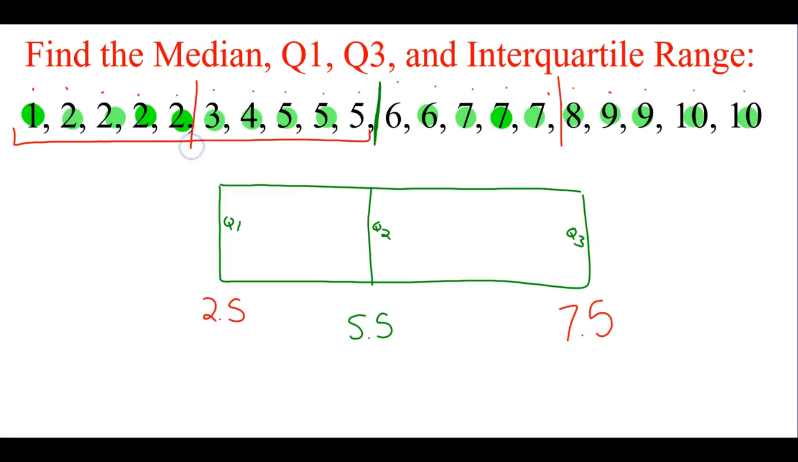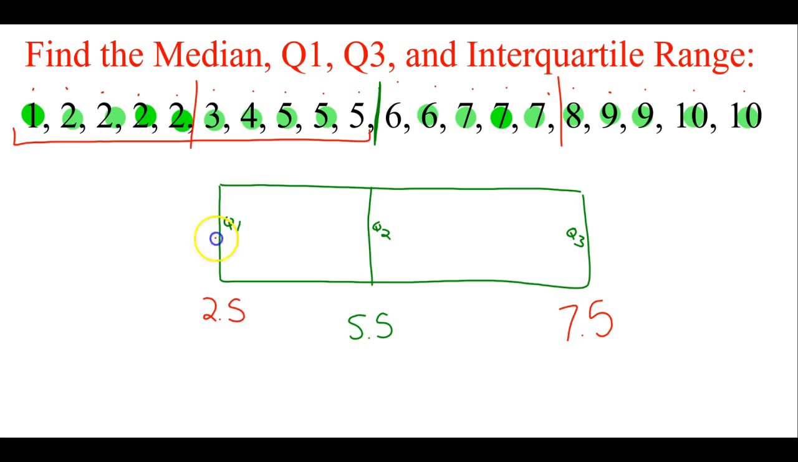So basically the ends of the boxes are the medians of the halves. Yeah, so the middle is the median of the whole set. Quartile 1 is the median of the first half. Quartile 3 is the median of the second half.